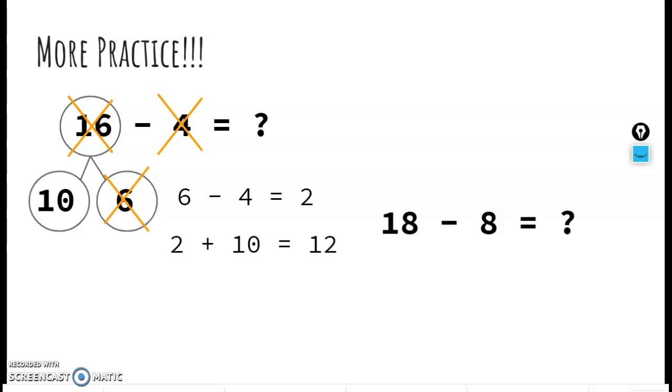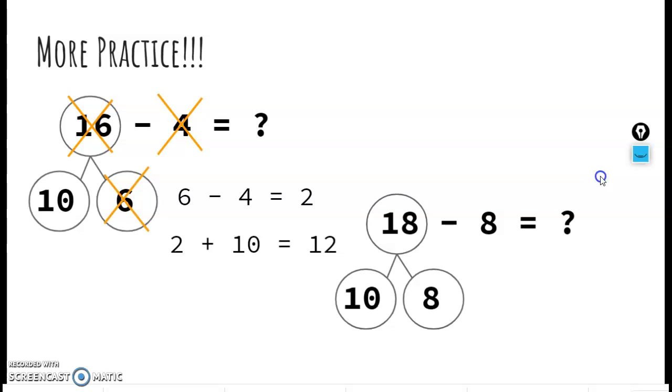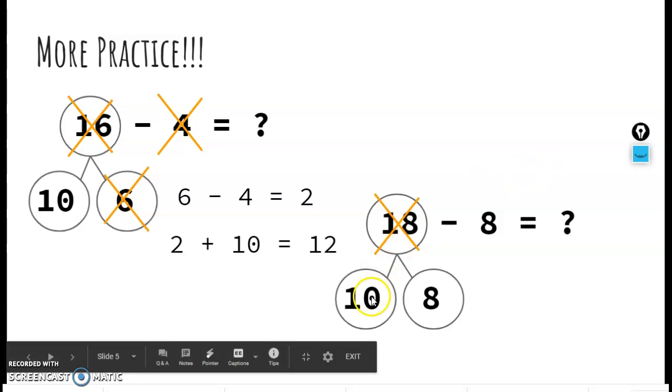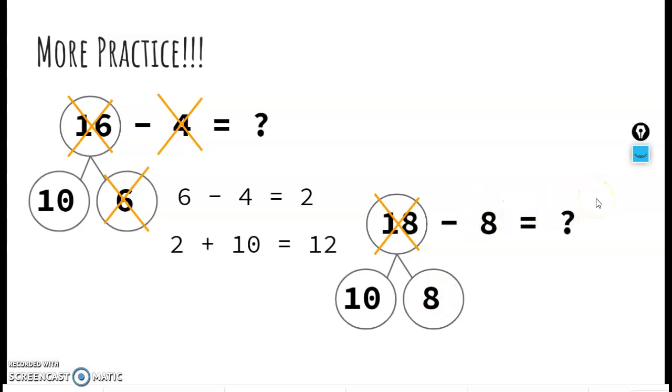All right, last one. And let's see if you can do this, mostly yourself. So step number 1, break up the teen number. So 18 breaks into 10 and 8. And then what do I need to do with the 18? Cross it off because I've already used it. Now I want to subtract the 1s. I can do 10 minus 8 or 8 minus 8. Which one should I do and why? I'm going to do 8 minus 8 because I want to save that 10 if I can. And 8 minus 8, that just equals 0.